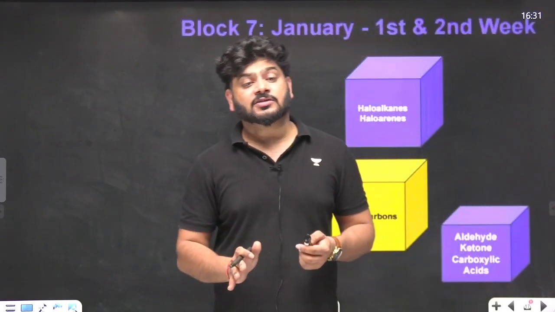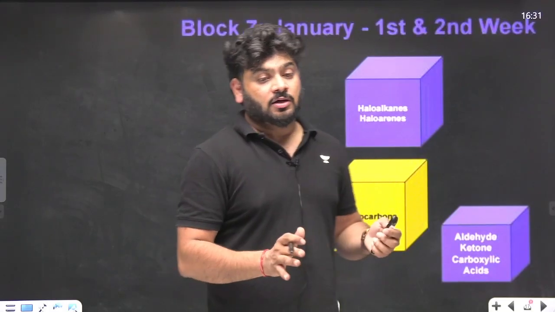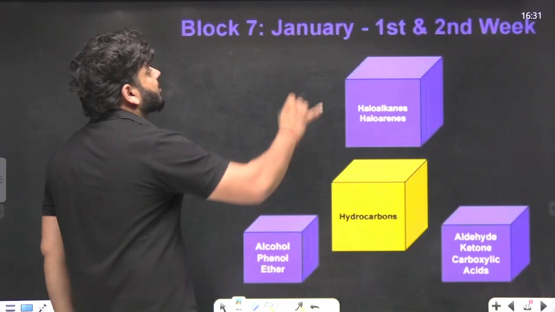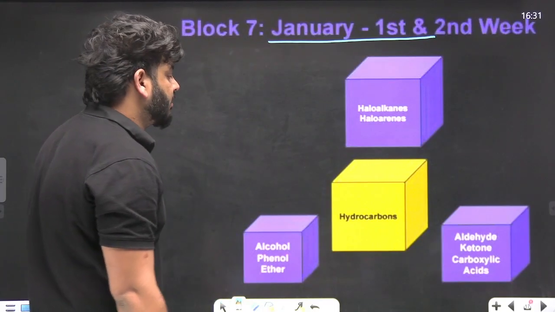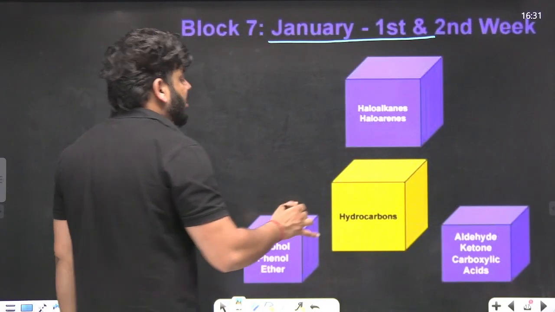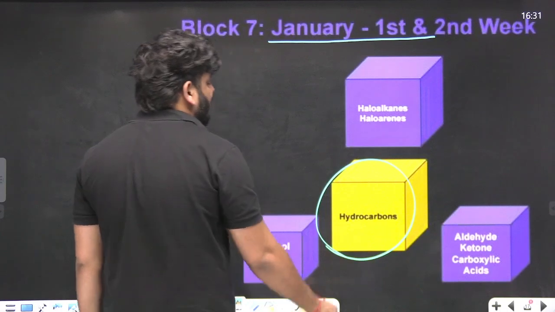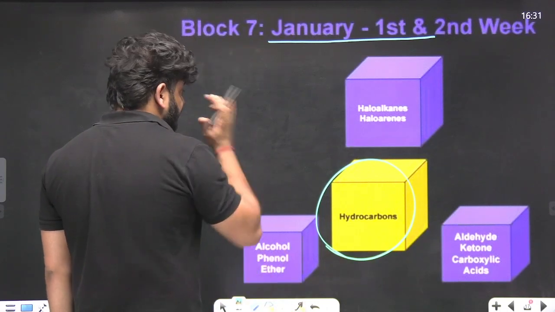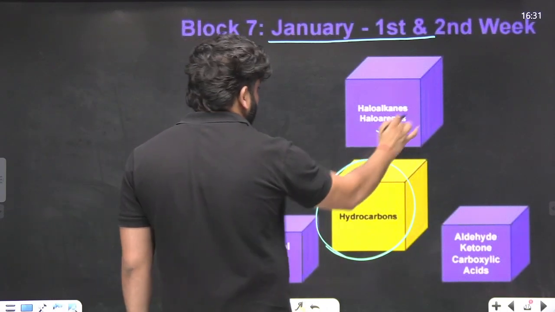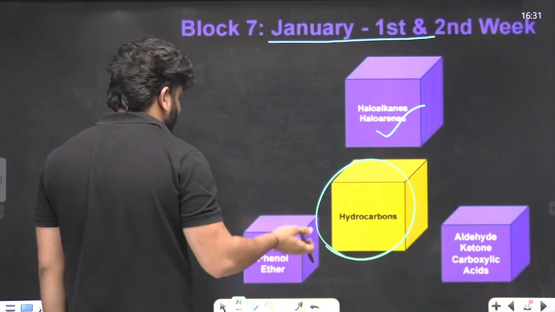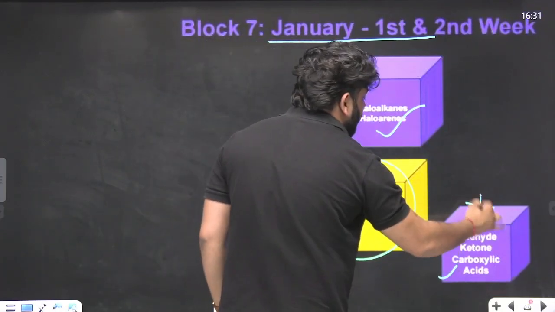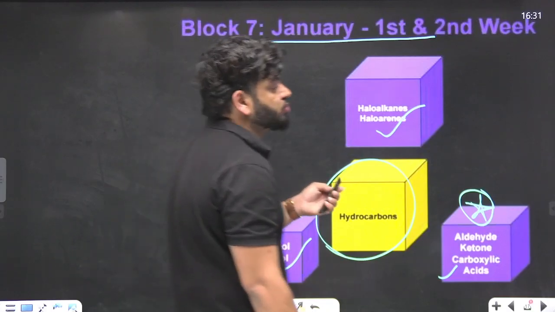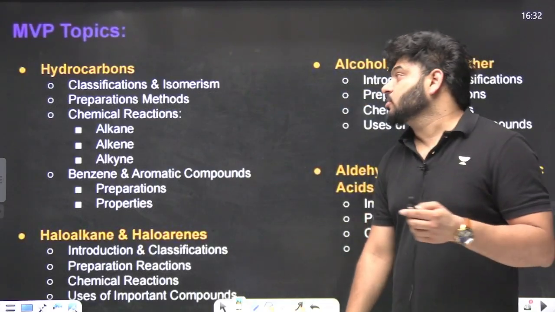Now we have the last week, this block number 7, where January 1st week and 2nd week has already started, and the remaining chapters have to be covered there. Hydrocarbons will be your first priority right after GOC. Then you can start haloalkane, haloarene, because you already have covered reaction mechanism. Then you can go for alcohol, phenol, ether, aldehyde, ketone, carboxylic acid. This is the most vast chapter, the biggest and huge chapter in organic chemistry.